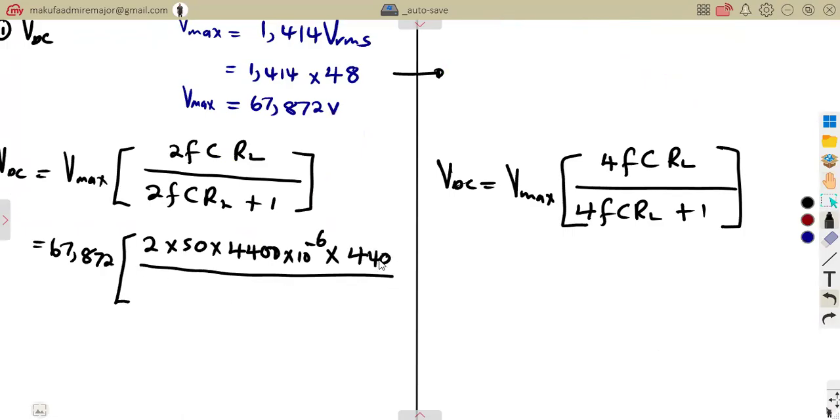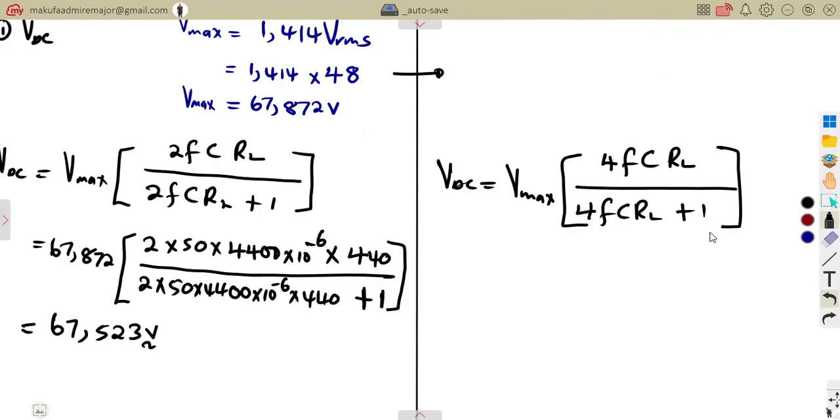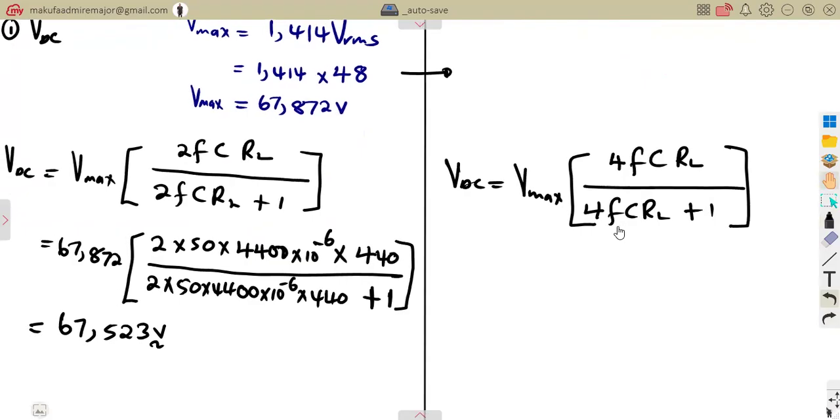So as you can see, this here is a repetition. We're going to repeat it as it is here. So it's 2 times 50 times 4,400 times 10 to the exponent of -6 times 440. Then we add a 1 in the denominator. So that is what we are going to have in this case, which is going to give us the VDC of 67. If you calculate properly, you're going to obtain 67.523 volts, something like that.